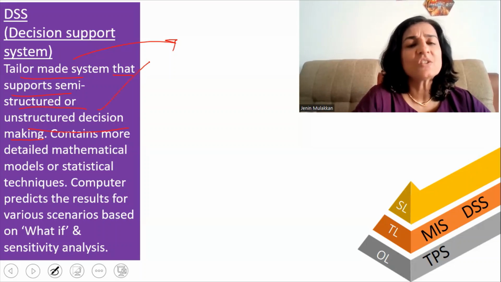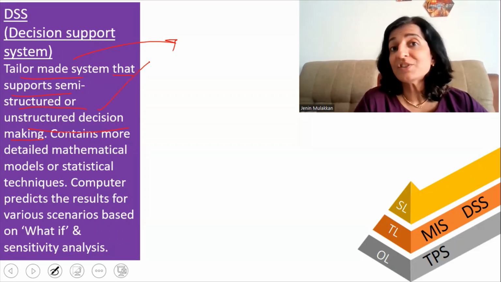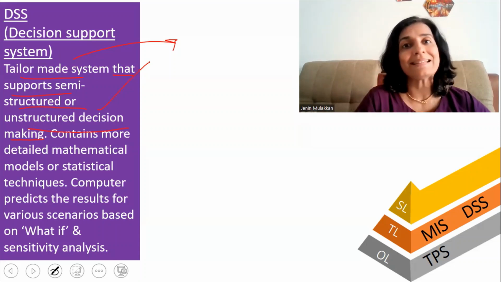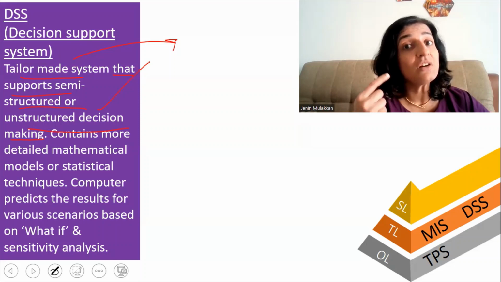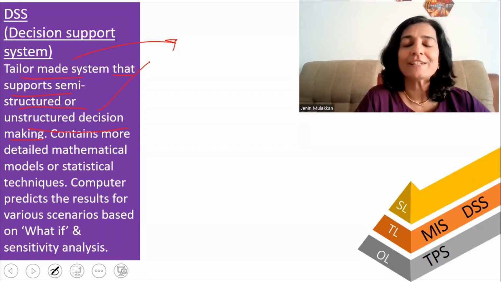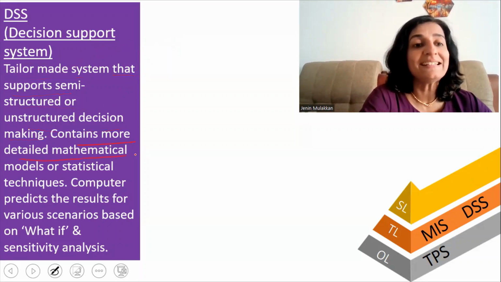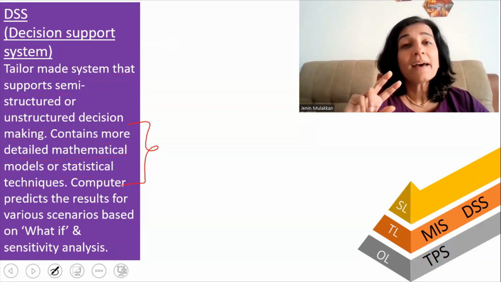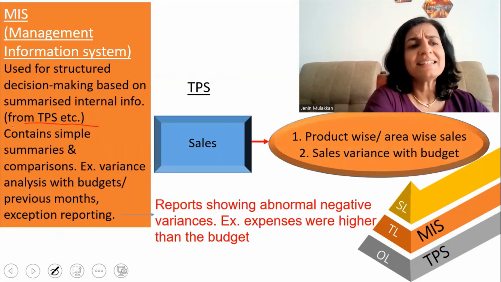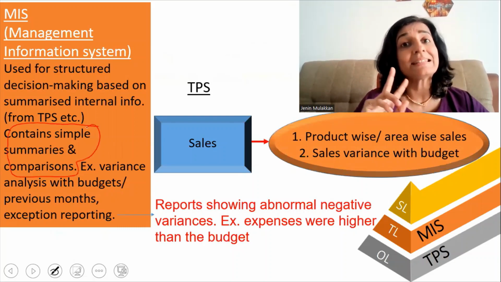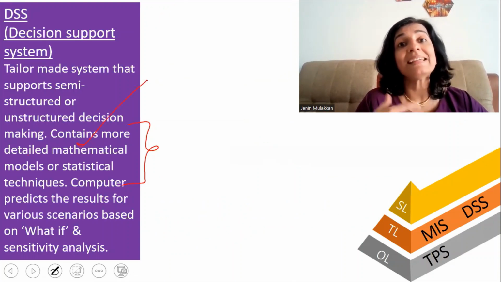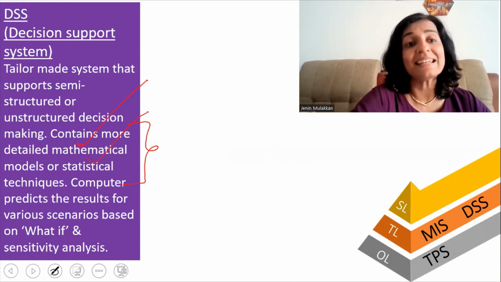And what do you mean by unstructured decision making? Unstructured decision making are decisions taken for problems that do not have a well-established solution. So basically, the manager will have to use his judgment to arrive at a solution. And it contains more detailed mathematical models or statistical techniques. So in a DSS, you can see that the mathematical calculations are a little more complex. It is not like the simple summaries and comparisons that we used to do for MIS. DSS contains detailed mathematical calculations, or it involves statistical techniques.